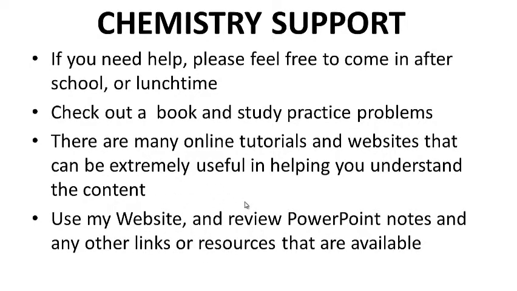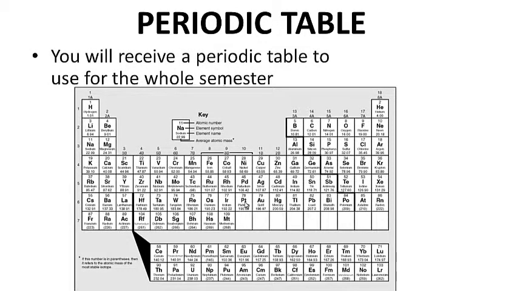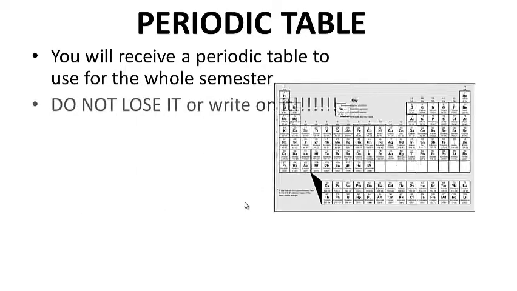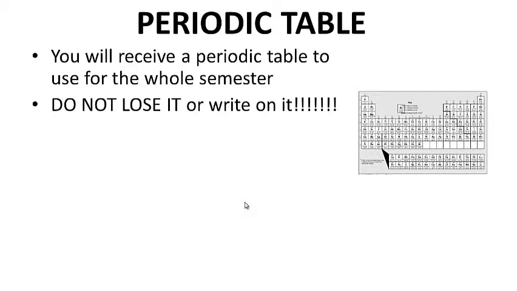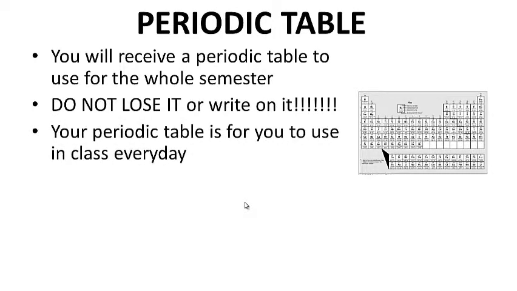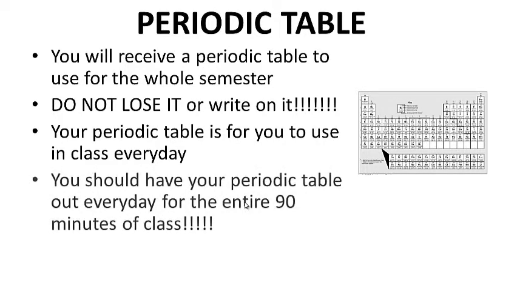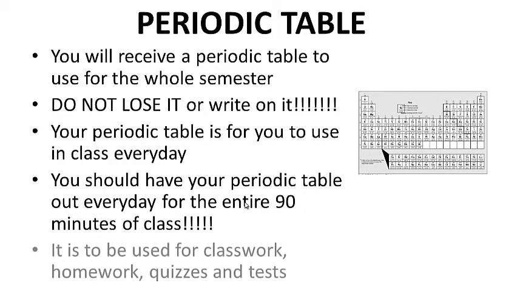All right, so your periodic table. You will receive a periodic table to use for the whole semester. Do not lose it or write on it. Your periodic table is for you to use in class every day. You should have your periodic table out every day for the entire 90 minutes of class. It is to be used for classwork, homework, quizzes, and tests, basically everything.